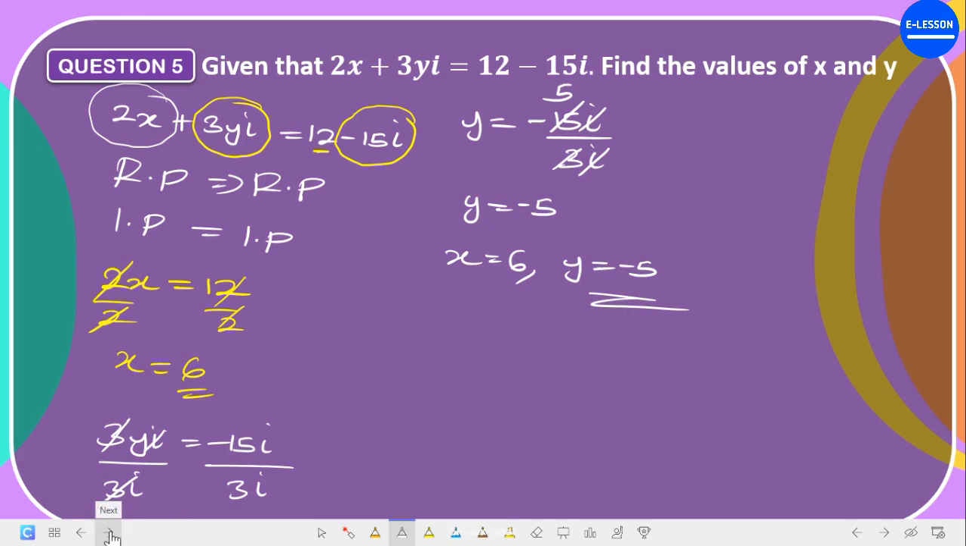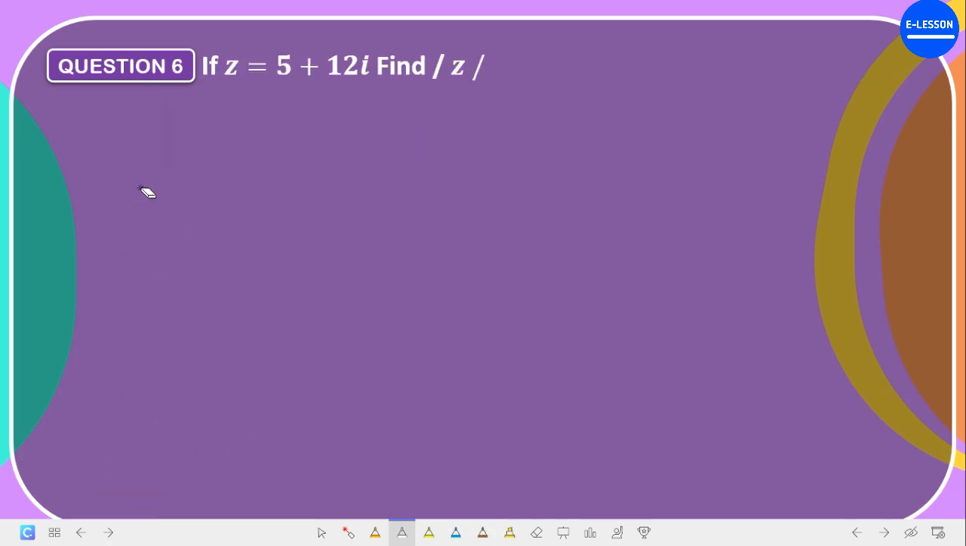Let's continue. The next one says, if z is equal to 5 plus 12i, find the magnitude of z. Now the magnitude is usually x squared plus y squared, where y is the i part of this equation. Are we getting it now? So what will it become?